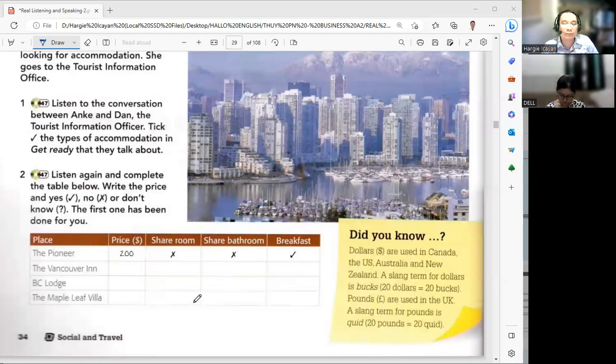Let's see. Well, here are some more hotels. They're all quite central and comfortable. How much are they? Well, the cheapest hotel is, let's see, the Vancouver Inn. This one's $110. It includes breakfast, and all the rooms have a bathroom, so that's good. Oh, it's still a bit too expensive for me.